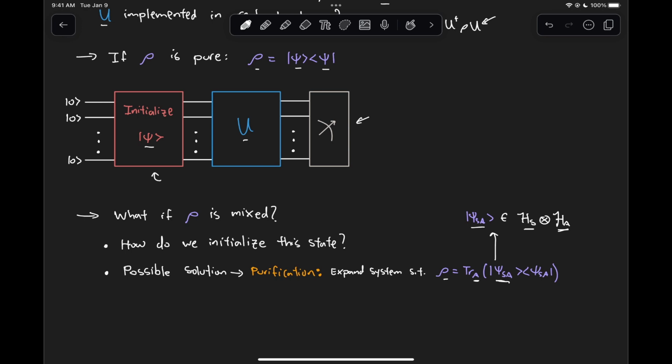But the problem is that we need to add qubits to make this work, right? And every time we add a qubit, we're basically doubling the size of our space, which, if we already have a big system to begin with, could be complicated.